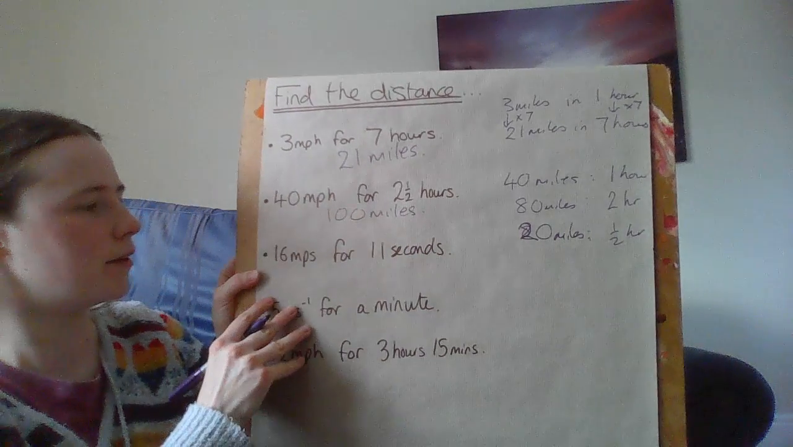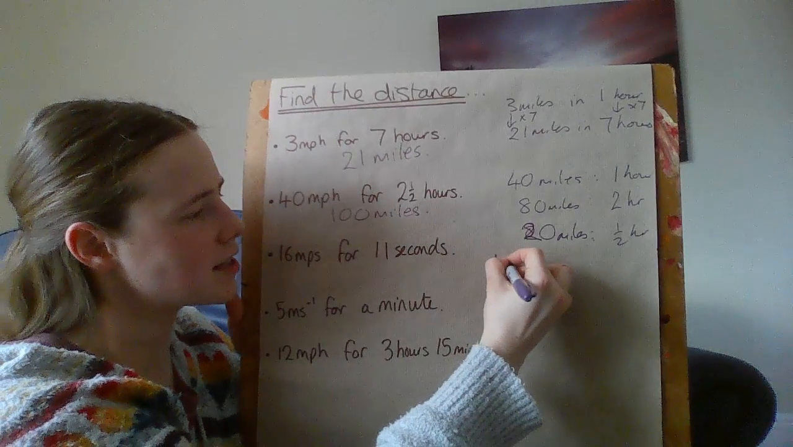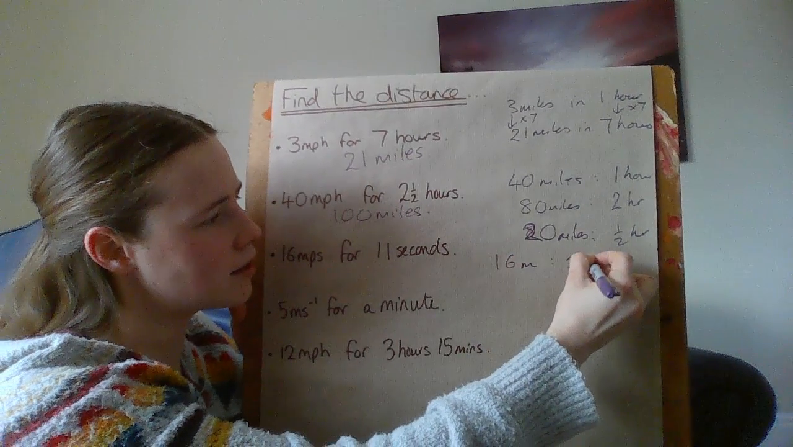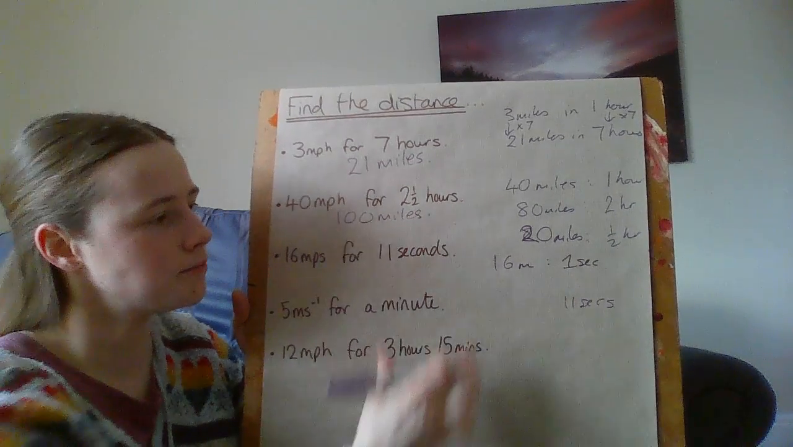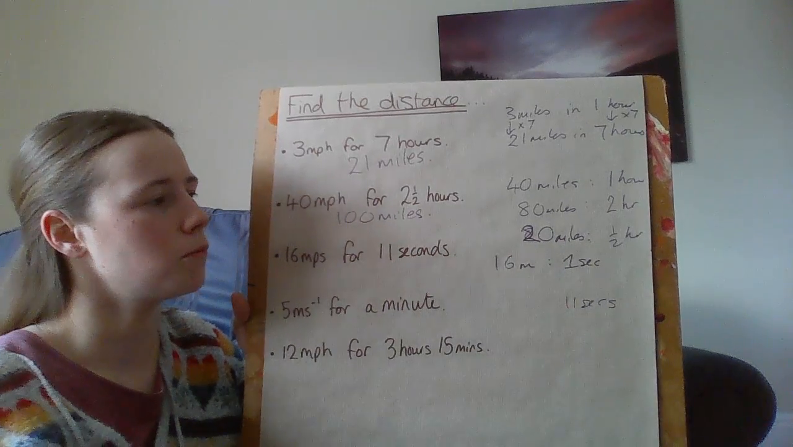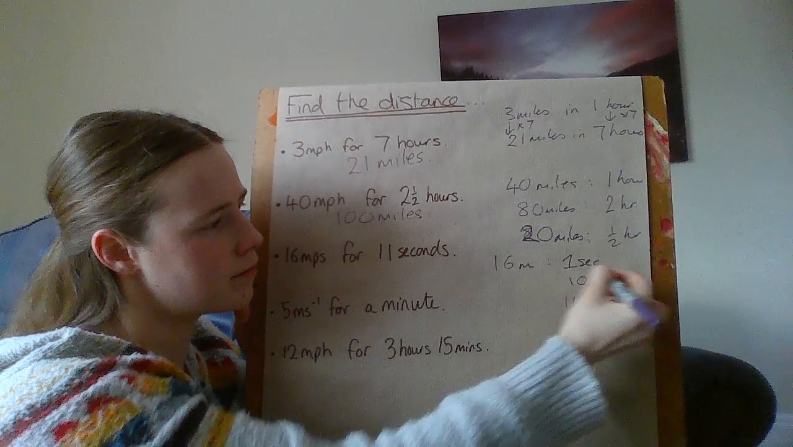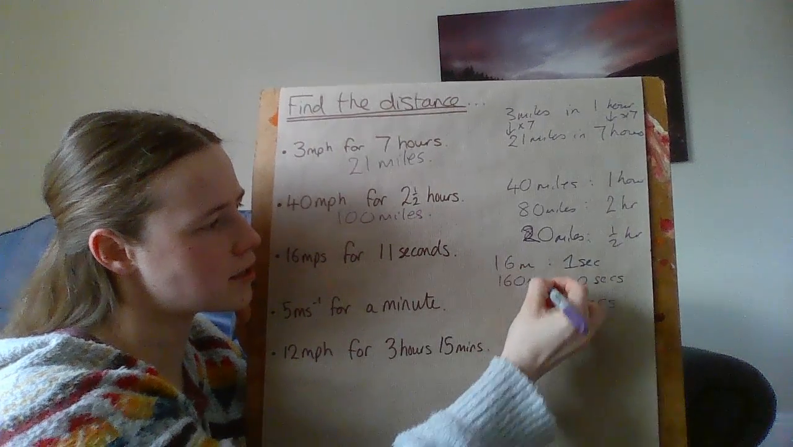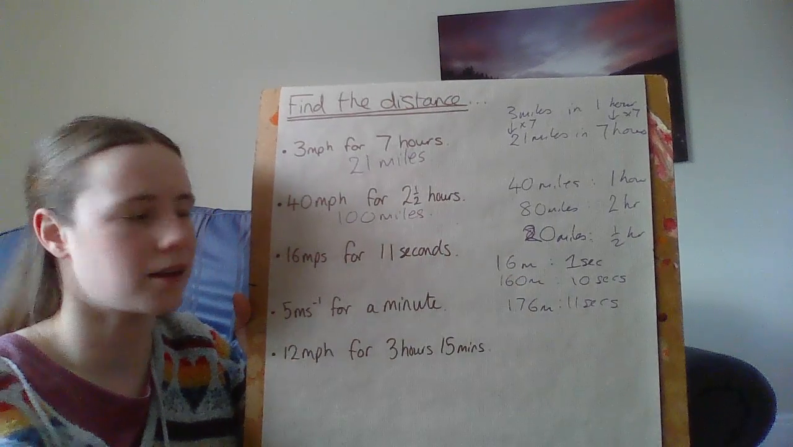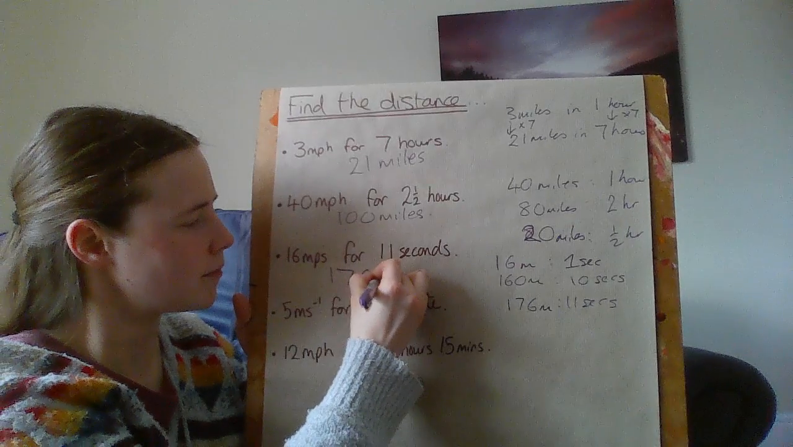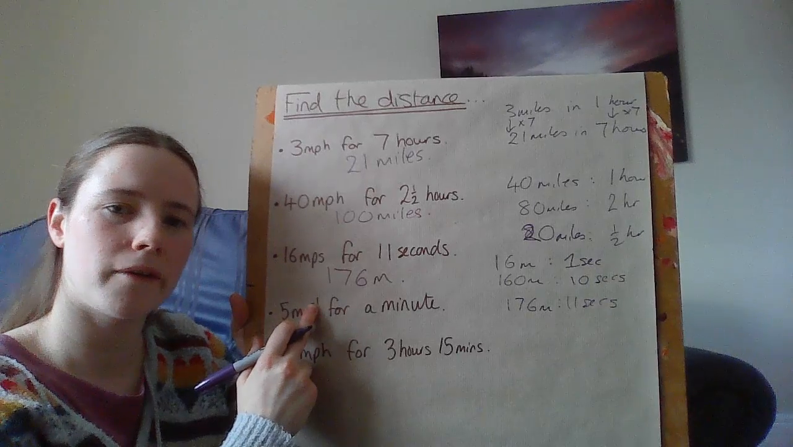Okay. Next one, 16 meters per second for 11 seconds. So again, I get 16 meters in 1 second, and I want to go for 11 seconds. Now again, you can either times by 11, or we could times by 10 and then add it onto the 1 to get the 11. So if I times by 10, I'm going to get 160 meters, and then I need to add them on, so 176 meters in 11 seconds.